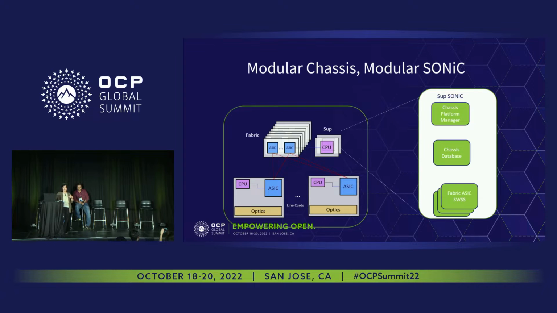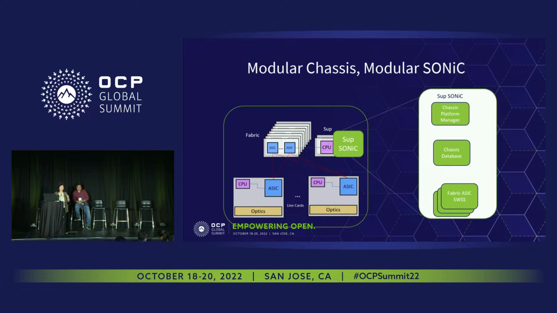Now, what are the new things that we would need for SONiC modular chassis? Basically, in the supervisor, we call it supervisor SONiC. There are 3 major functions. Number one, there are multiple fabric ASICs, which are programmed from the supervisor card. And with such, we also apply the similar SONiC multi-ASIC design. For each of the fabric ASICs, there is one SWSS Docker container instance running.